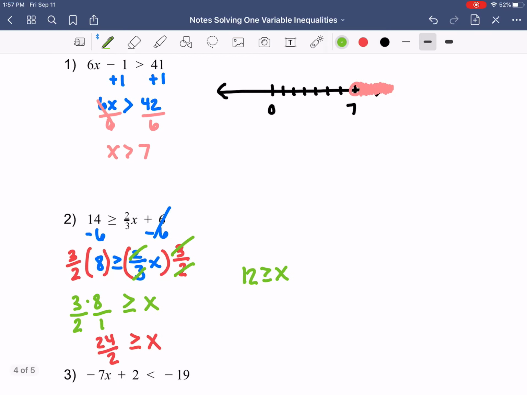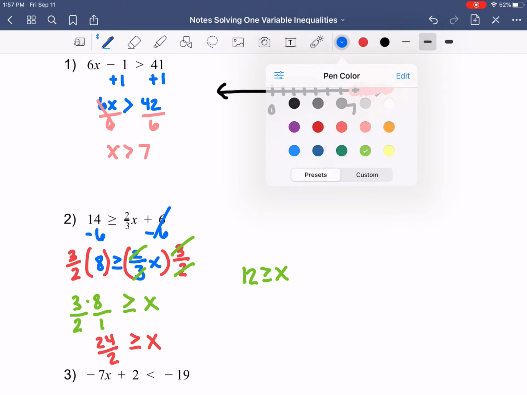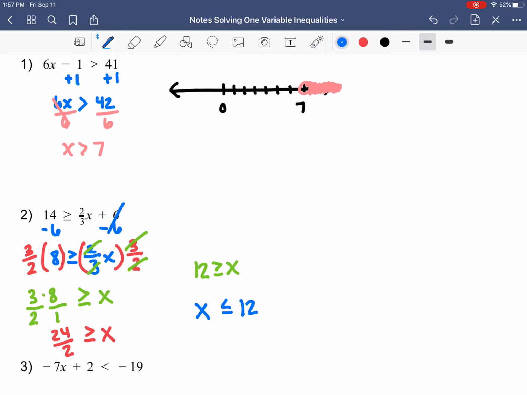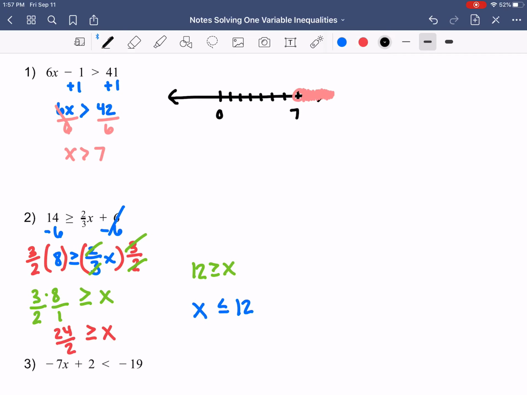So when we decide on our open and closed circle, we look at the inequality. If there's a line underneath it, that means that it's going to be closed. But we normally want our x on the other side. So we would switch the x and the 12 on the sides. And if you switch sides, you also have to switch the inequality. The green statement says 12 is greater than or equal to x. The blue statement says x is less than or equal to 12. Those are the same statements, just written opposite ways.